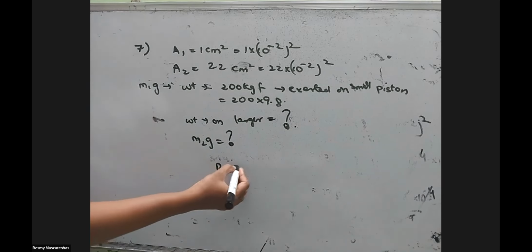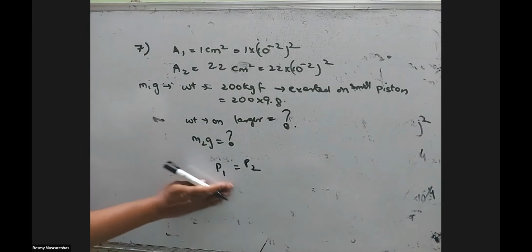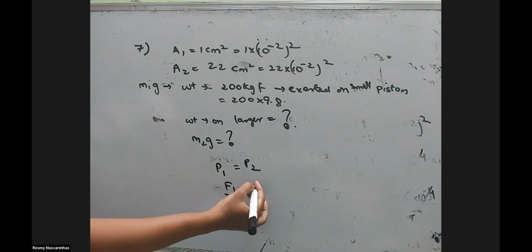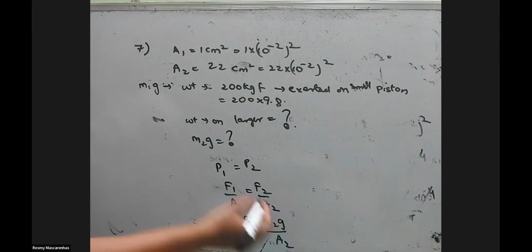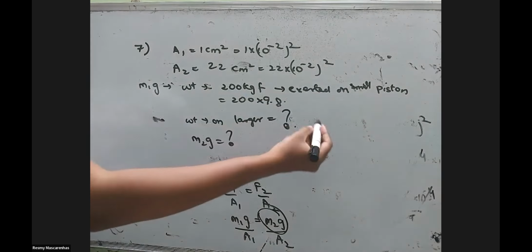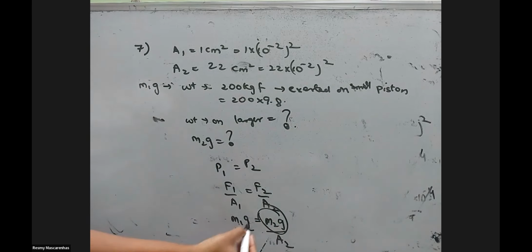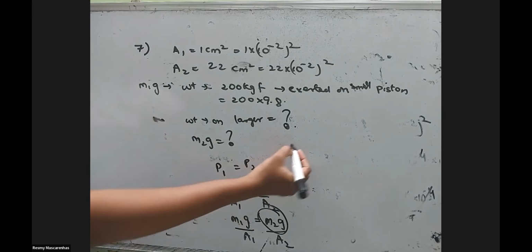So same thing, P1 is equals to P2. So this will be force upon area. So M1G is equals to M2G. Now this is asked to calculate how much of weight can be lifted. Lifted means on the right hand side, how much load can be lifted when you are giving a force of this much, 200 into 9.8.